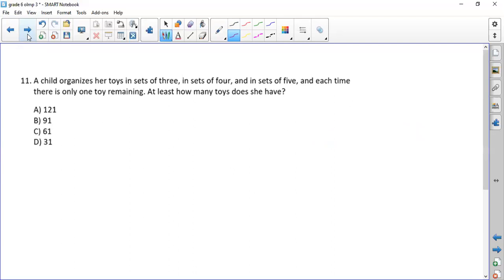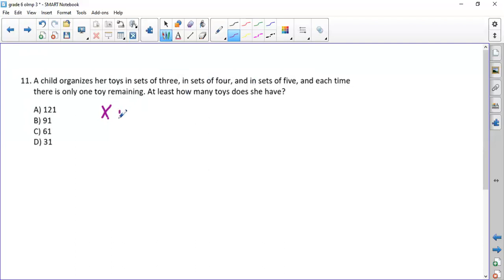Now, 11. A child organizes her toys in sets of 3, in sets of 4, and in sets of 5. And each time there is only one toy remaining. At least how many toys does she have? Now, what is given? It is given that a child has X number of toys. We don't know the number. And she groups these toys into sets of 3, 4, and 5, and the remainder is always 1.